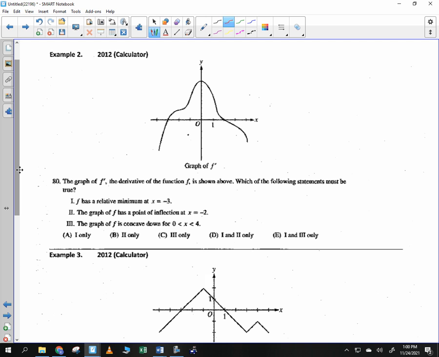The graph of f prime. So are you given f or f prime or f double prime? F prime, just like we've talked about, right? Focus on f prime. Which of the following statements must be true? F has a relative minimum. Relative minimum means local minimum. They interchange the words relative and local. Graph of f has an inflection point. Graph of f is concave down. And notice 1 only, 2 only, 3 only, or 1 and 2 only, or 1 and 3 only. Think about it. We're going to give you about a minute and a half. We're going to go over it together. Go.